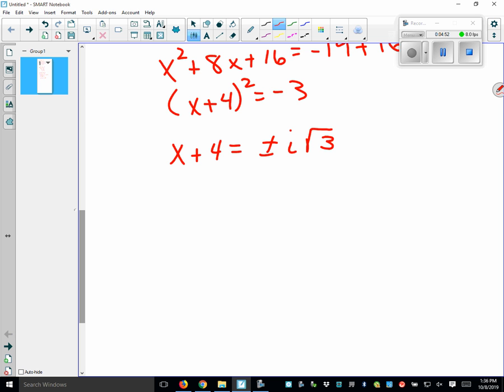All right. What do I do with the 4? Right. So x equals negative 4.